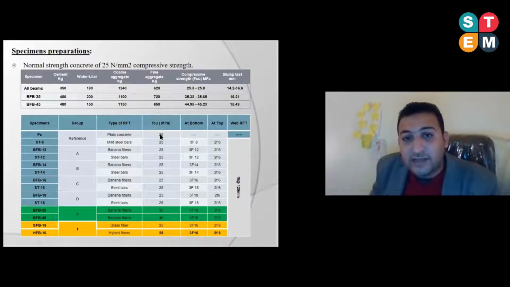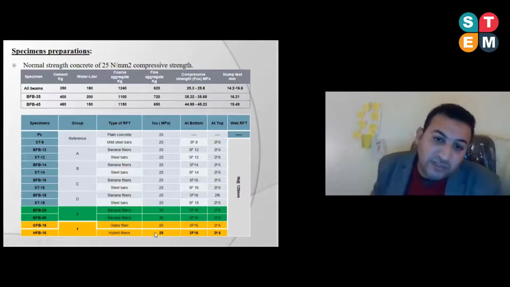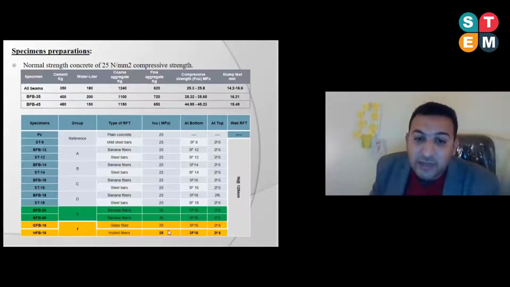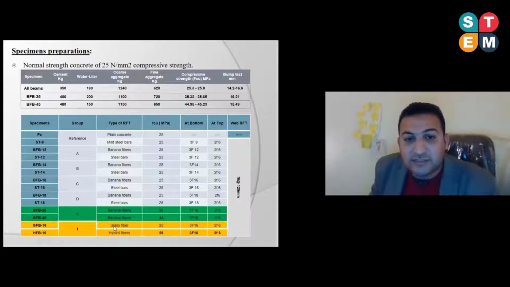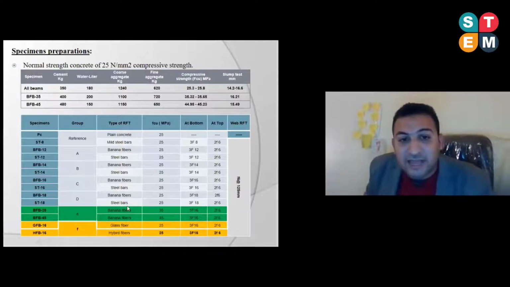The grade of the concrete is not fixed in some of the specimens, but in the BFB banana fiber bar with grade 35 and the banana fiber bars with grade 45 megapascal. And this is glass fiber bars, and this is hybrid fiber bar. The glass fiber bar with grade 25 and the hybrid with grade 25. What about hybrid material? It's related to composite material, glass and banana bars.